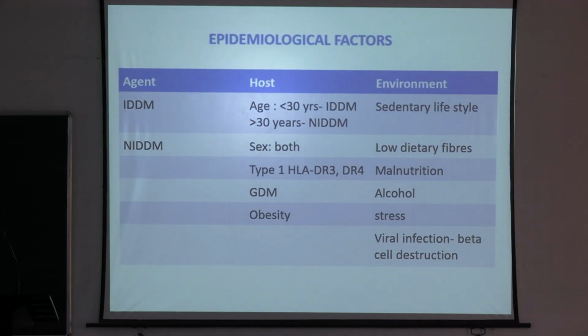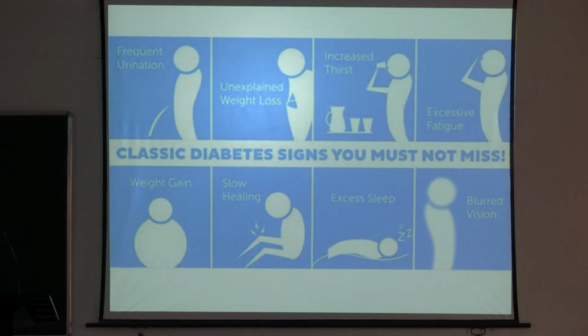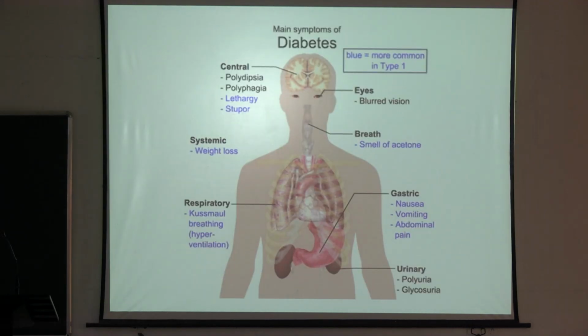Type 1 and type 2, this is just going through recap. Type 1 is insulin dependent, sedentary lifestyle. Type 2 is, the reason is low dietary fibers, malnutrition, alcohol, stress, viral infections. Clinically, these are the classical things: polyuria, polydipsia, polyphagia, and slow healing, excess sleep, blurred vision, excess fatigue.